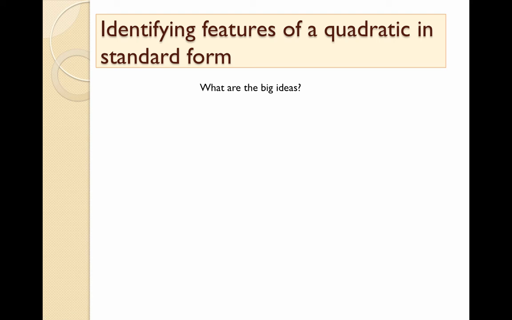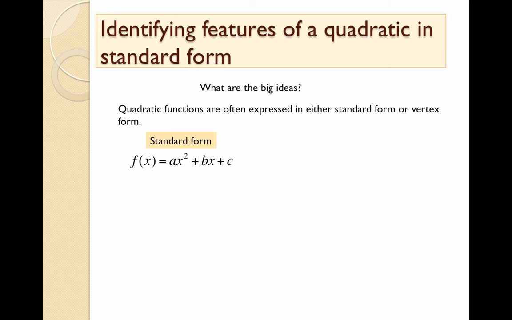Let's take a look at how to identify the features of a parabola when you have the function in standard form. So let's keep in mind, first of all, you might find quadratic functions are often expressed in either standard form or vertex form. Recall standard form, f of x is equal to ax squared plus bx plus c, and compare that to vertex form.